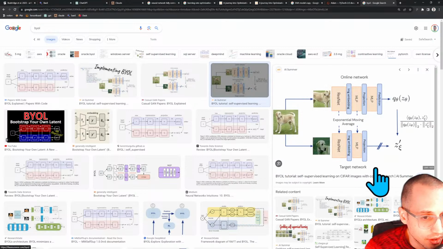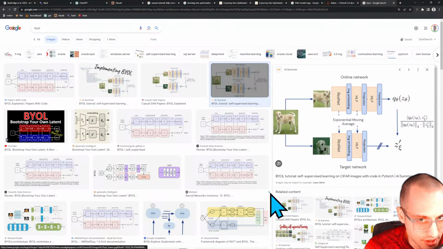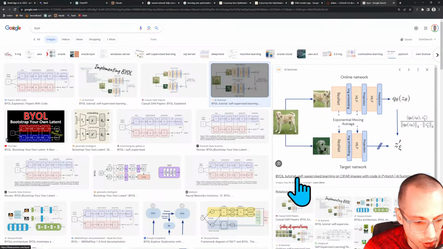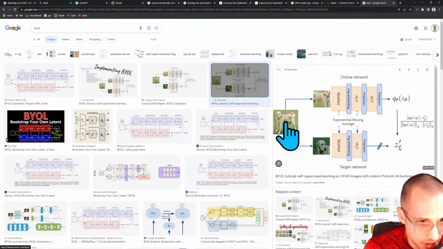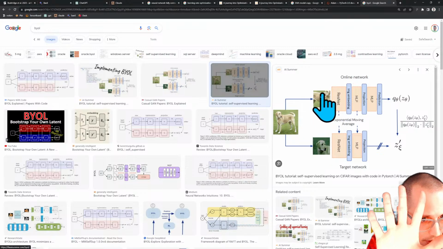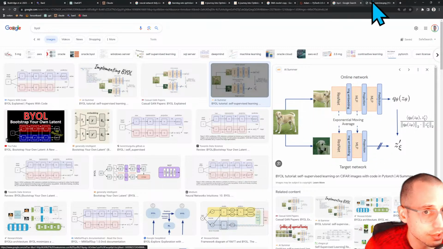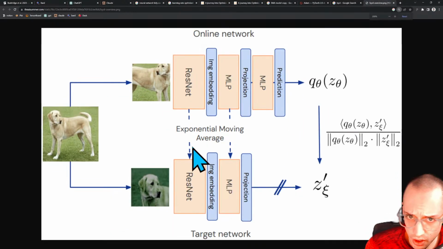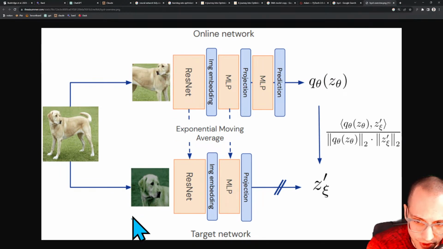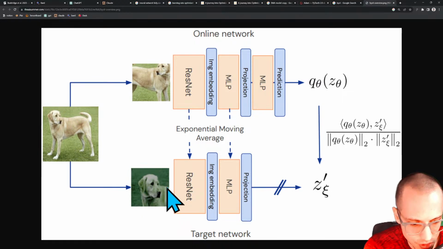So maybe this is an example. I guess this is the original bootstrap your own latent paper figure. You have some image, and you see some augmentations being applied to the image. Here you have a crop augmentation and a left-right flip. Let's open this image in a new tab so we can zoom in a little better. So here you have a crop and a left-right flip. Here you have a more aggressive crop, and then some kind of grayscale or opacity change as well.